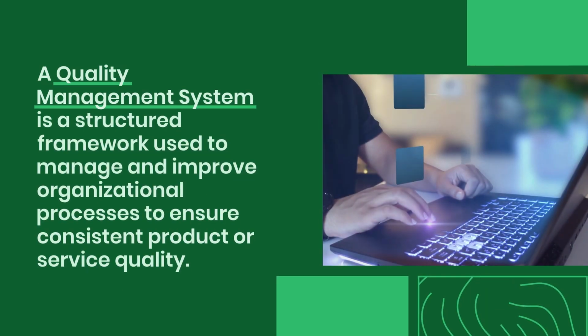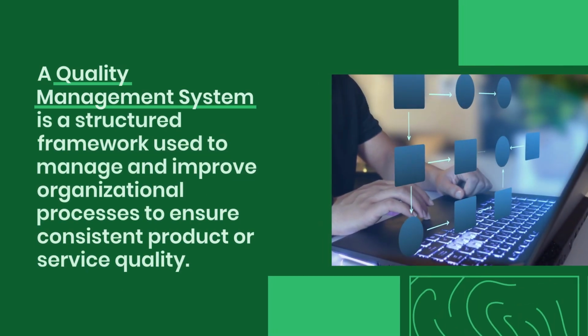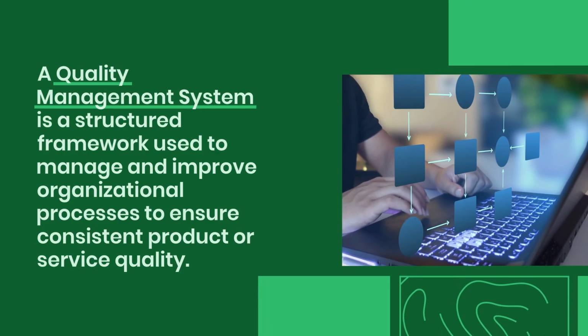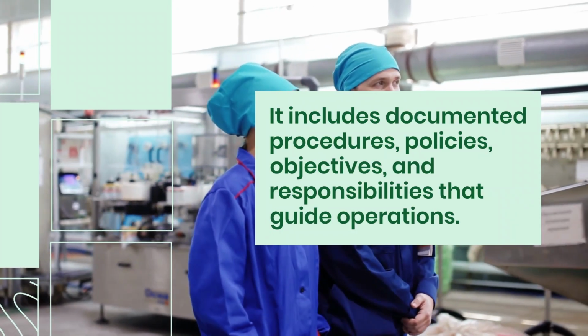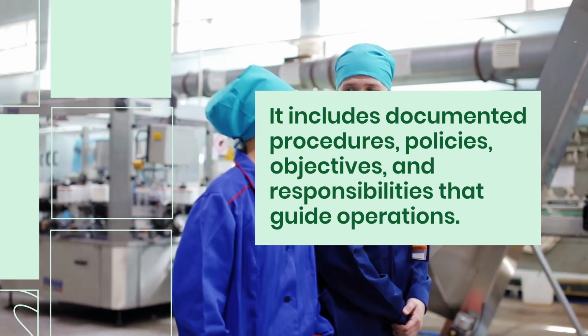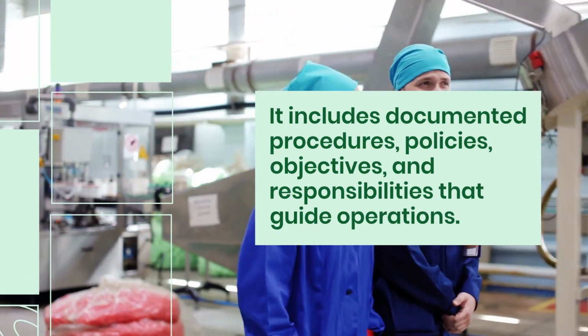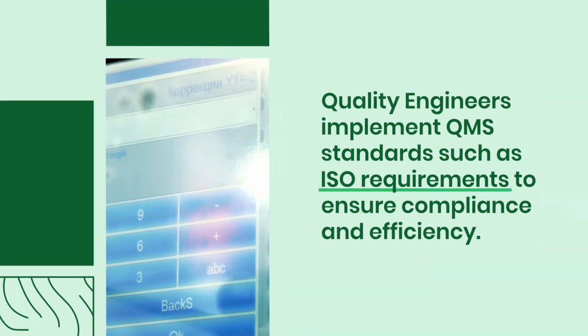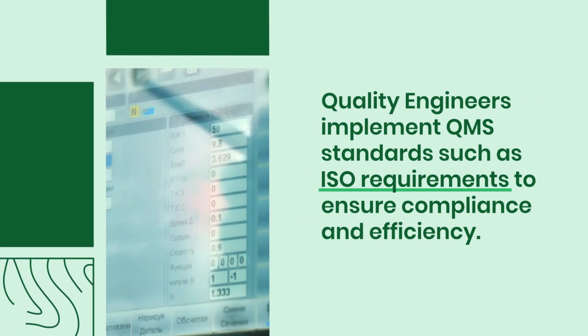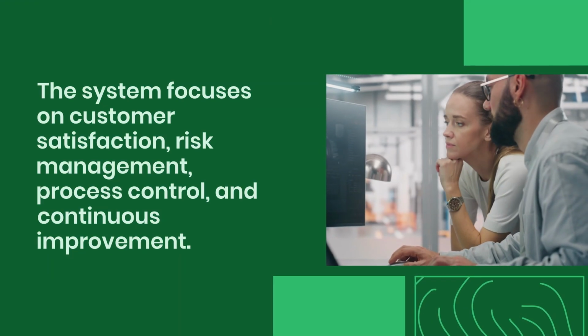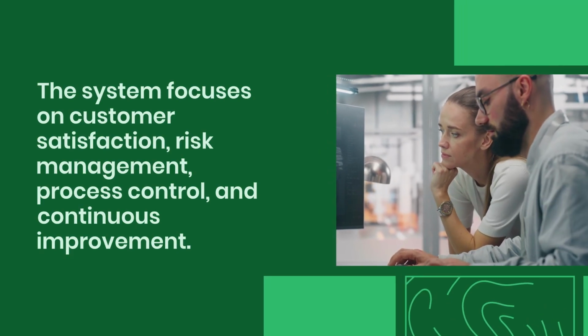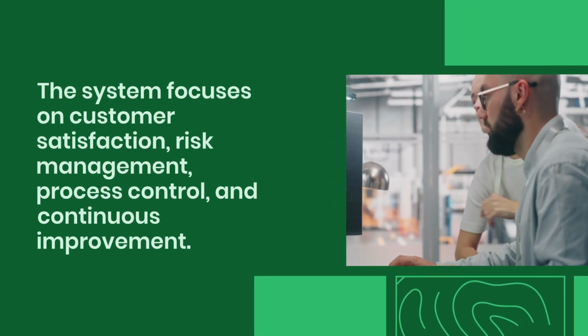A quality management system is a structured framework used to manage and improve organizational processes to ensure consistent product or service quality. It includes documented procedures, policies, objectives, and responsibilities that guide operations. Quality engineers implement QMS standards, such as ISO requirements, to ensure compliance and efficiency.